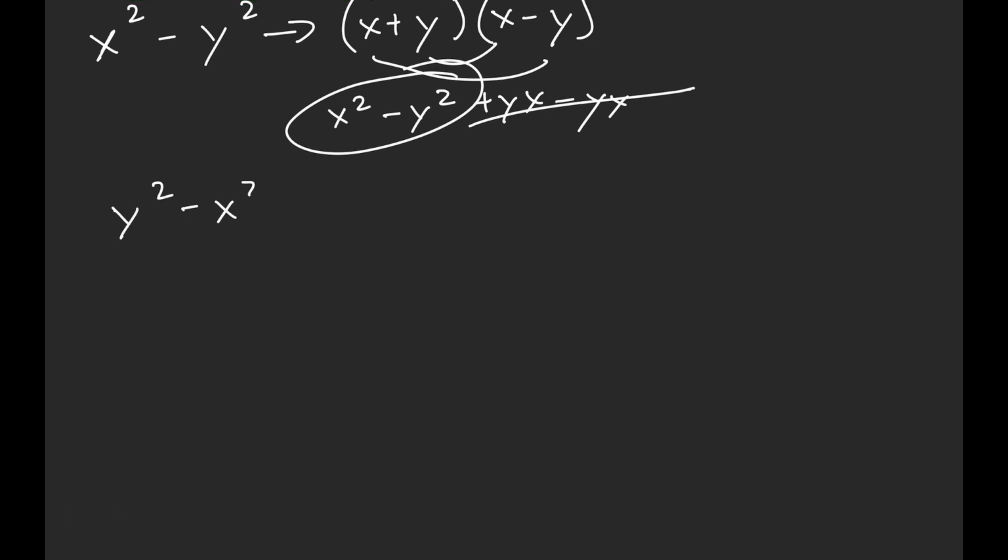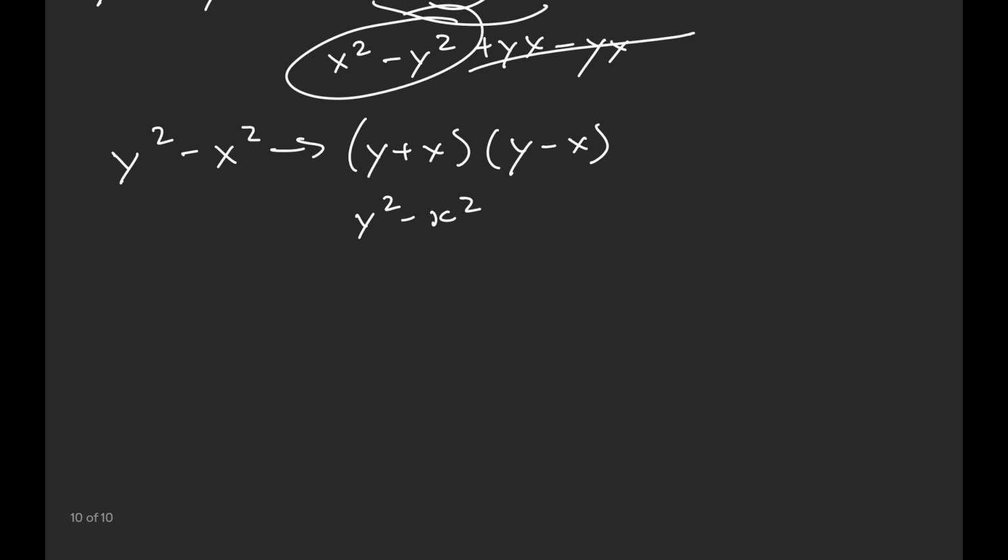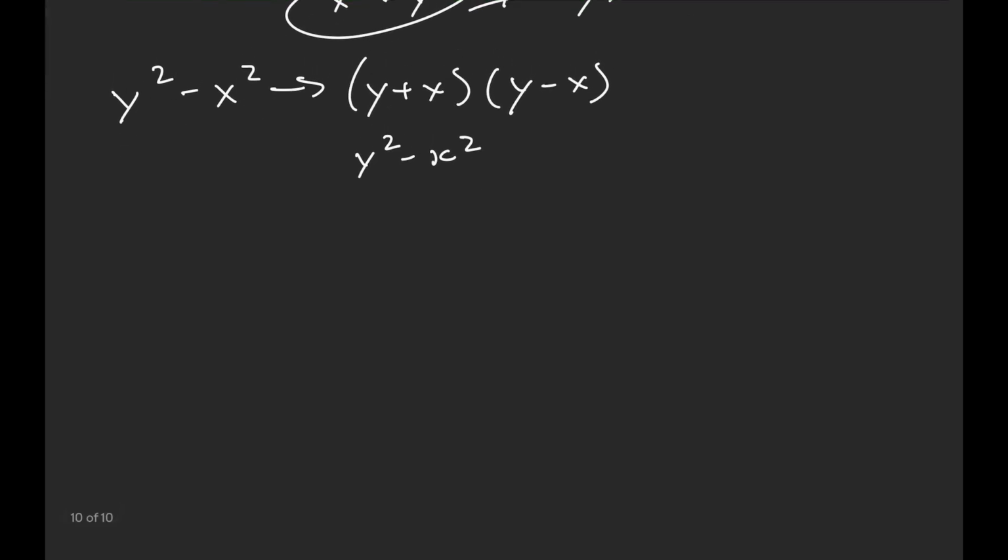Again, this also works if you have y squared minus x squared. Let's factor this into y plus x, y minus x, and then if we were to FOIL that out, we would again get y squared minus x squared. It's good to memorize this identity just because it's going to appear so much, and it'll be really useful for you to be able to factor it on sight.